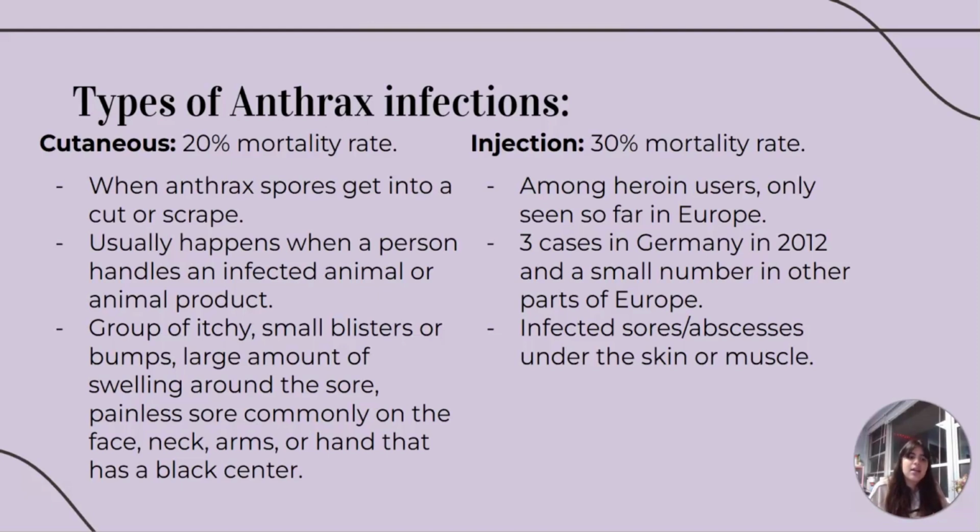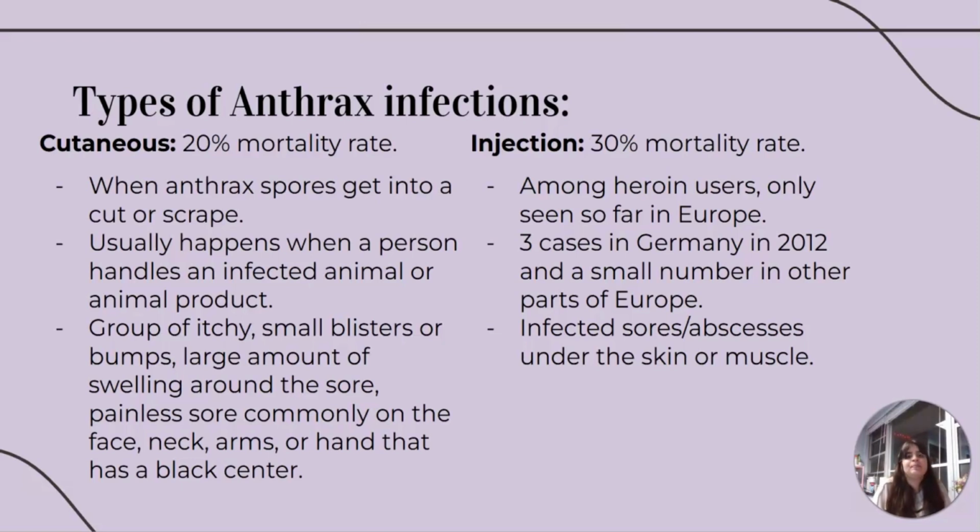Tanneries and things like that, where they can come into contact with spores and it'll get into a cut or scrape that they have and they get cutaneous anthrax. It presents itself normally as a group of small or itchy blisters, but most notable of the symptoms of cutaneous anthrax is a painless sore, commonly around the face, hands, neck, or arms, that has a very coal, almost dark black center.